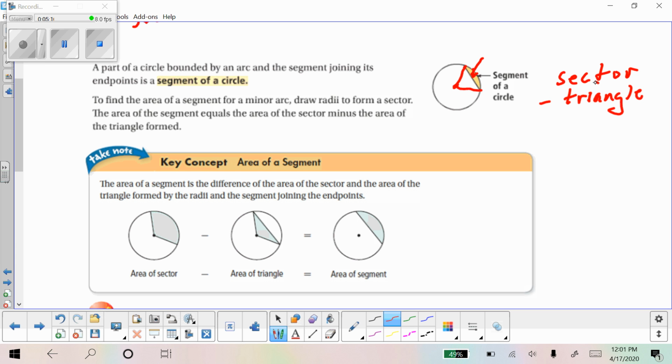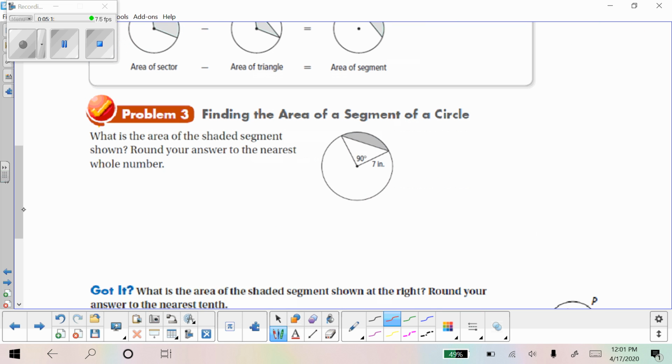All right, and that's what this concept is telling you. So you just have to find two areas, the area of the sector and then the area of the triangle. Let's go ahead and try that. The area of the sector, in this case, it's 90, so we're going to do 90 divided by 360, which is 1/4, of course. So let's just do that, 1/4 times 7 squared, which is 49 pi, that is the sector.